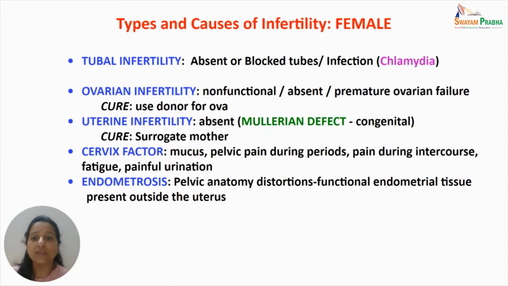Endometriosis is a major reason in which the pelvic anatomy is distorted and functional endometrial tissues are generally present outside the uterus. So here you note that normally only inside the uterus is functional endometrial tissue present. Endometrium stands for the inner lining of the uterus.